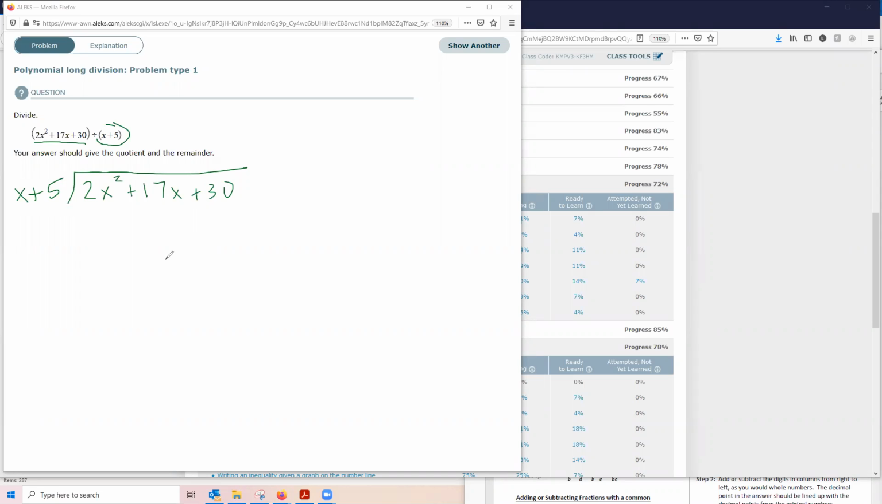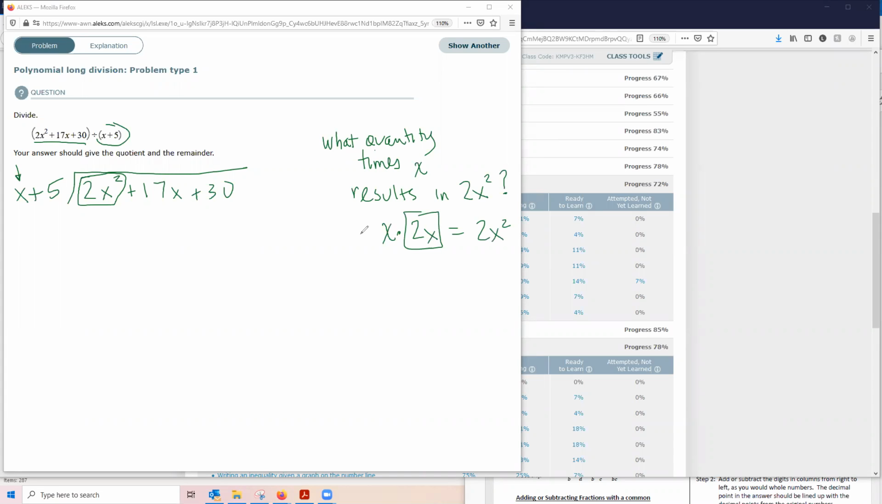Now we're going to do long division similar to the way you do long division for numbers. Here's what I'd like to do. I'd like to cancel out this 2x squared. So what I'm going to ask myself is what quantity times this x in front here results in 2x squared? Well, I know the answer to that is 2x, because if I take x times 2x, I get 2x squared. So I'm looking for this quantity 2x. I'm going to write that up on top here, 2x.